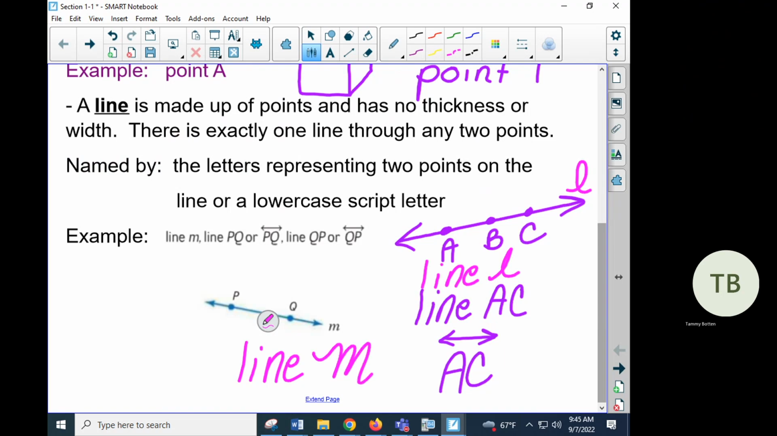Okay, the one thing that you can't do, if you noticed here with line AC, I put the AC with a line above it, and that's okay. But with that shortcut way, with that L, they don't allow us to do just the L with a line above it. That's not acceptable.